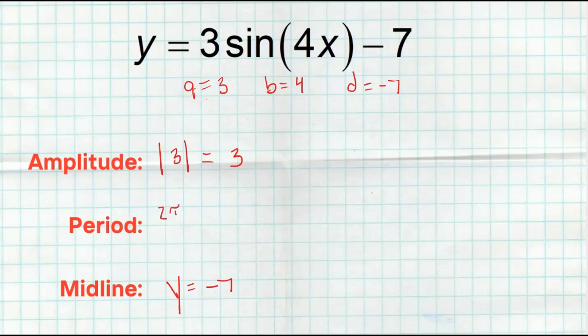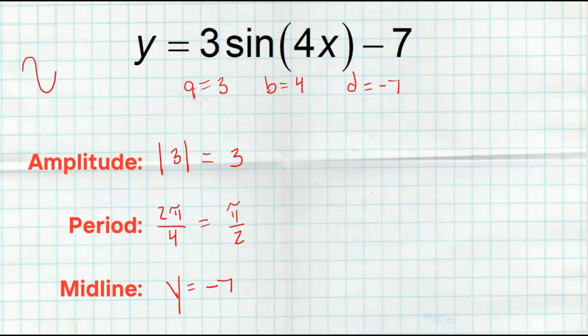It's going to be 2 pi divided by your B value of 4. So 2 pi divided by 4 reduces to pi over 2. So we're going to see a shrink. We're going to see a shorter period. Normally 2 pi is a period, and we're going to see the entire period of sine, up to the max, down to the min, back to the midline. That's all going to happen within pi over 2 instead of 2 pi.